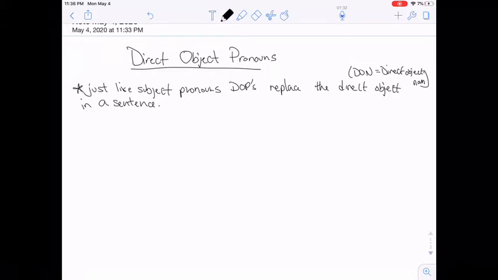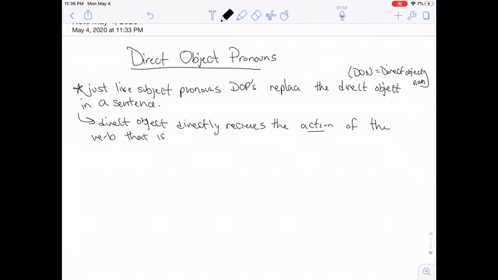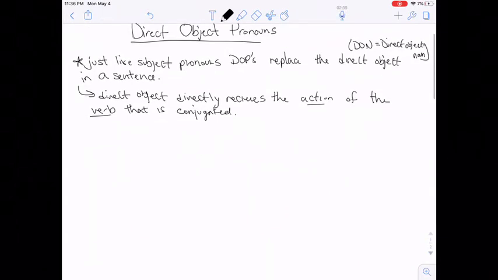So you can call it direct object. Sometimes it's called DON, which is the direct object noun. And you might ask me right now, what is the direct object noun in a sentence? And a direct object directly receives the action of the verb that is conjugated.